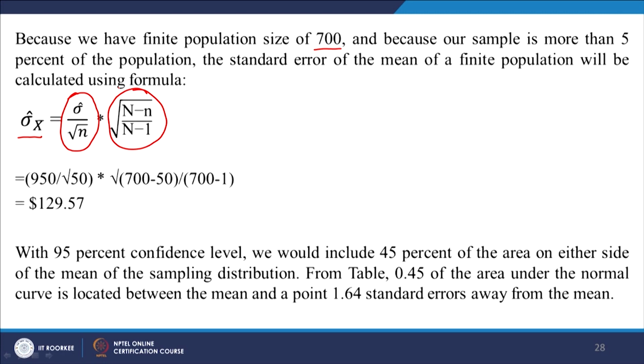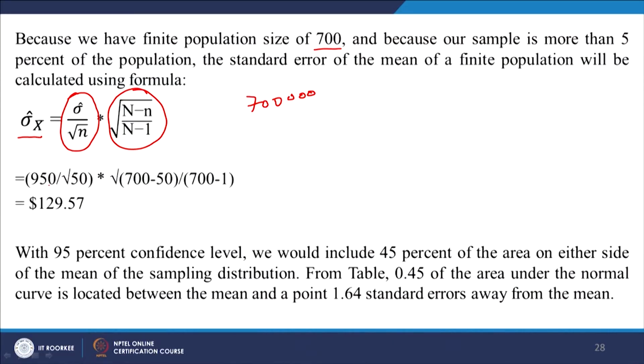Now, you see, suppose this capital N is in this case 700. Had this 700 been 70,000 or 7 lakh, you would see that there is hardly any difference it makes on the standard error. But whenever the size of the population is small and the sample is a significant portion of the population, there it makes an effect.